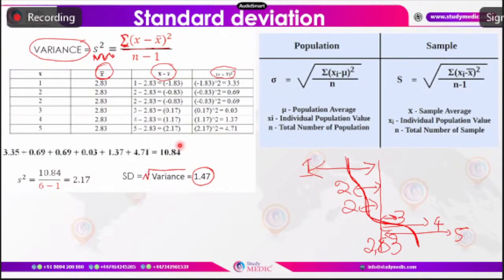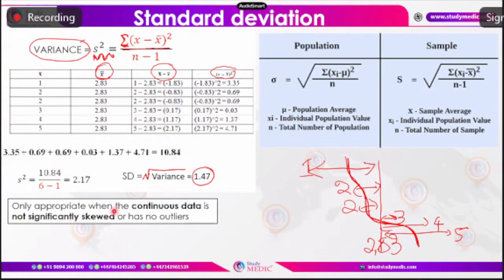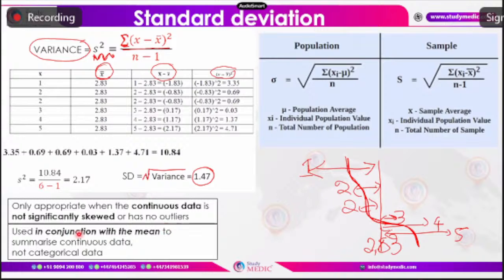Right. It is only appropriate when the continuous data is not significantly skewed. That means we can use standard deviation along with mean to represent the variation in continuous data if it is not significantly skewed or has no outliers, because similar to mean, the standard deviation also gets affected by outliers. This standard deviation is always used in conjunction with the mean to summarize continuous data, and it cannot be used to summarize categorical data. So this we have to remember.